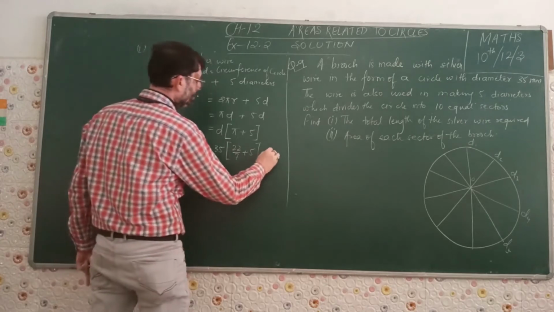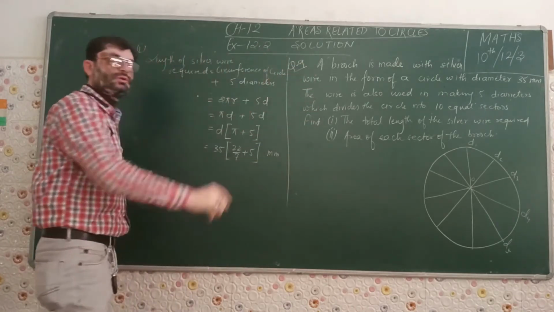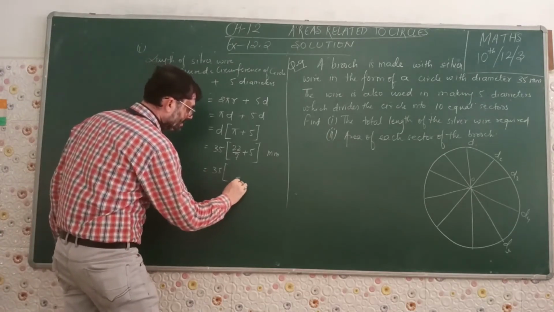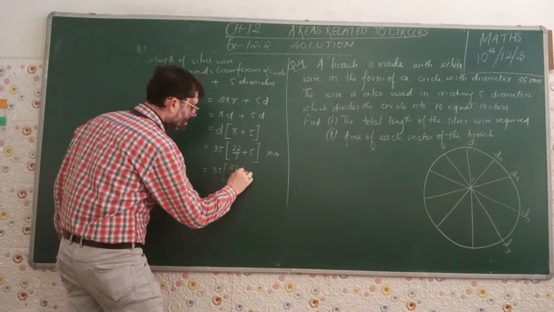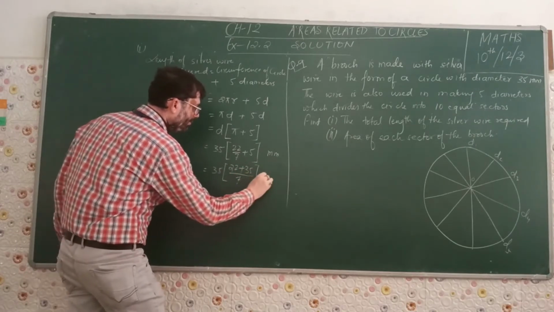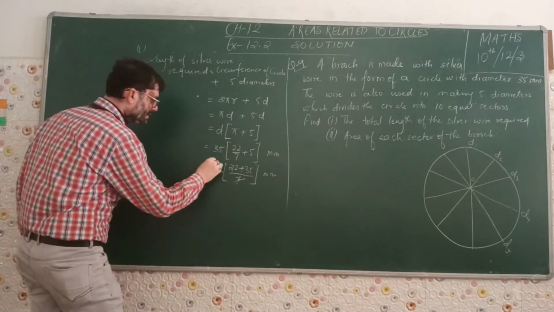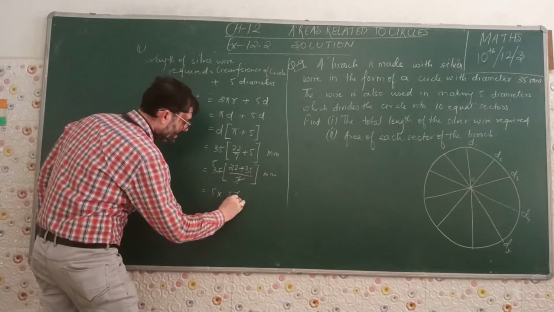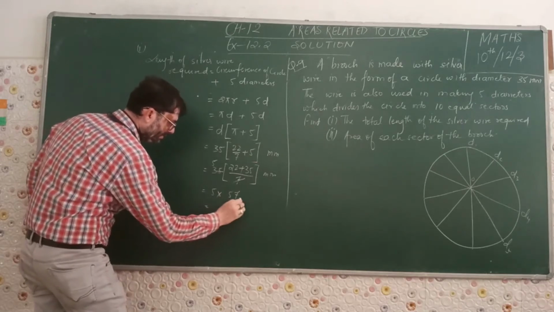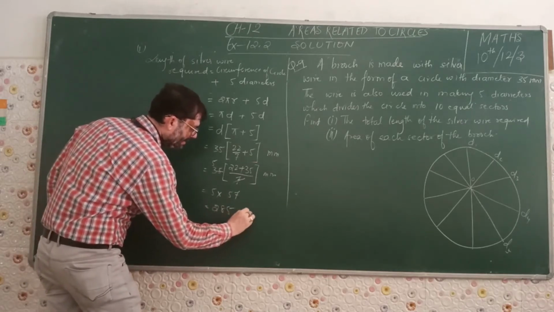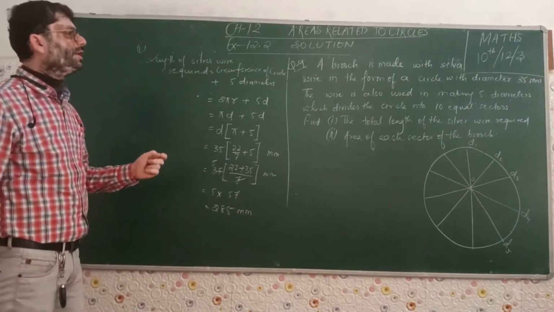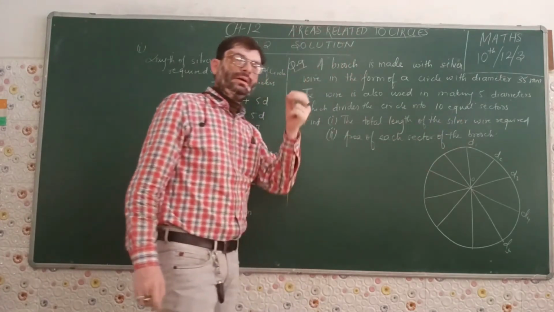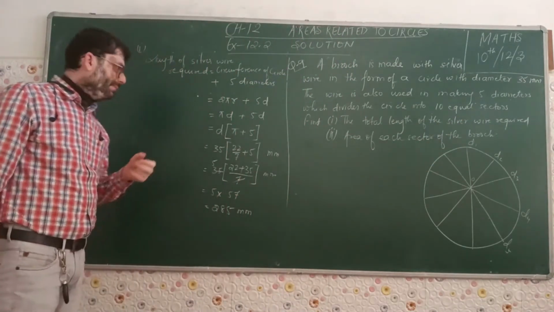The whole answer will come in millimeters only, because the diameter was in millimeters. This is 35. Take the LCM. This is 7. This is 22 plus 35 millimeters. And this cancels, 5 into 57, 285 millimeter length of wire is required to make that rim in the shape of circle plus 5 diameters.